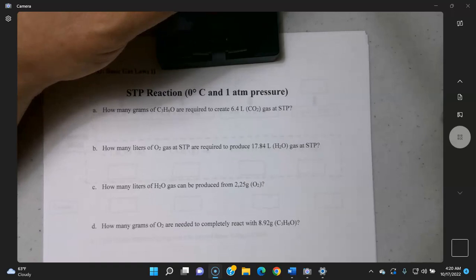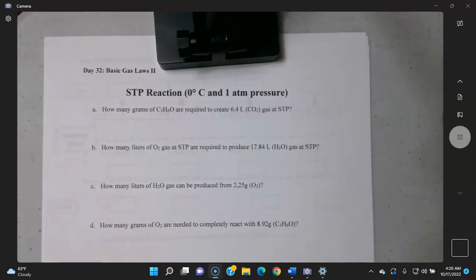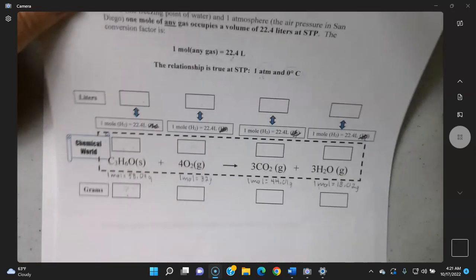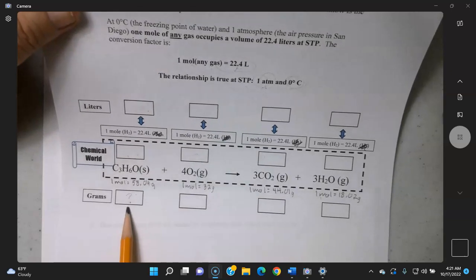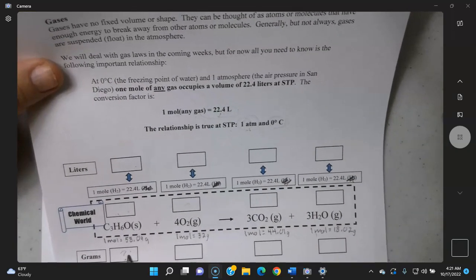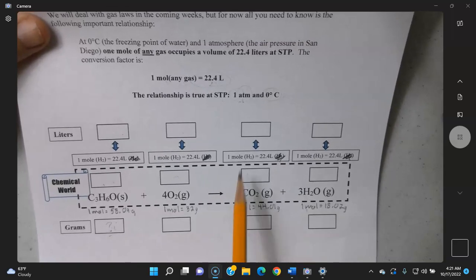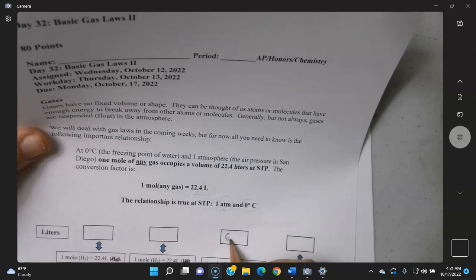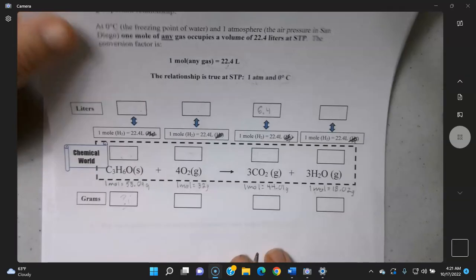First question: how many grams of C3H6O are required to create 6.4 liters of CO2 gas at STP? So we come over here, grams of C3H6O, it's how many, so there's the question mark, and it wants to know liters of CO2. It starts with 6.4 liters of CO2. So you come to CO2 and go up to the liters row, and that's 6.4. Okay, so what's your path?